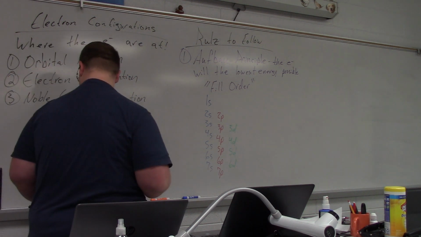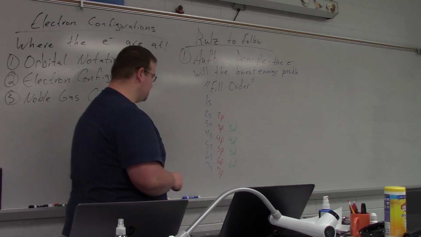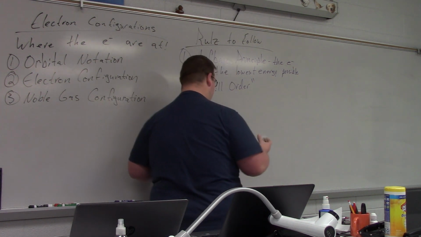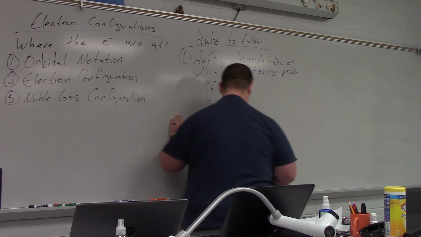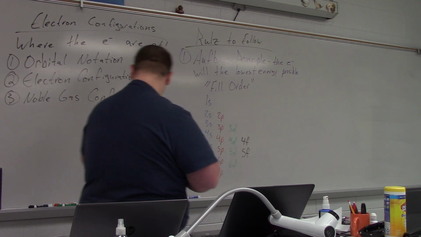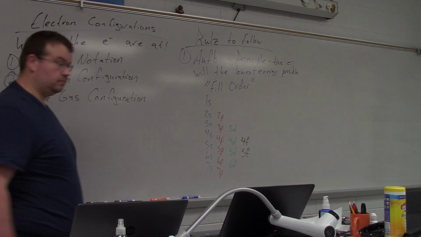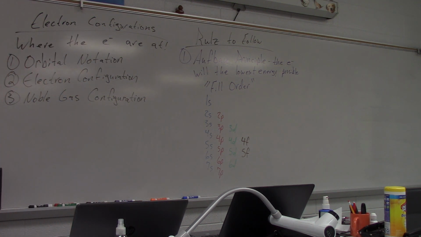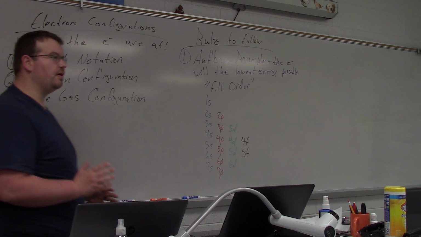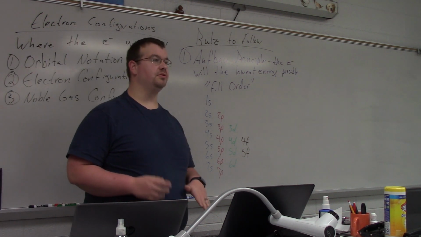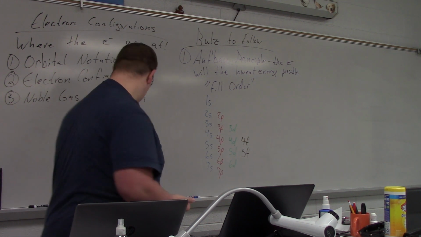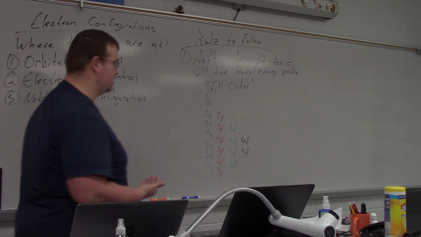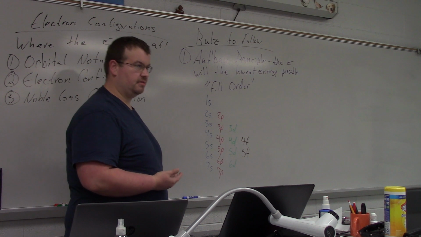Then we have the f's: 4f, 5f. It could be crazy, but it looks like it's getting smaller. Now, what you have to do is run diagonal lines through it, but you have to run them properly. This is the part why I don't like this. Kids can mess up on their lines.